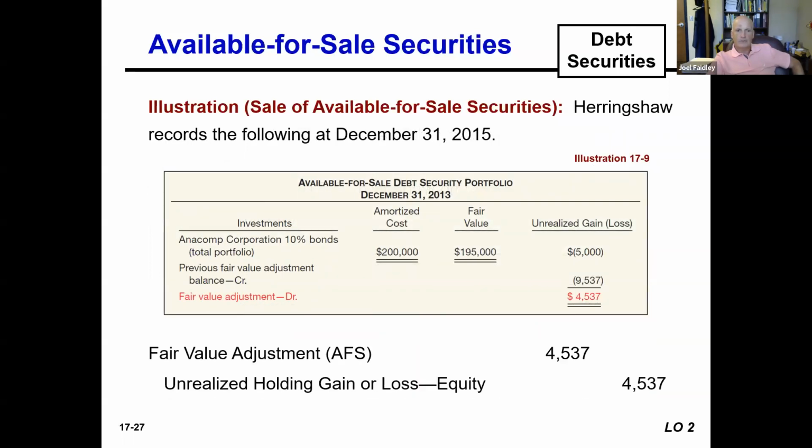So there's the journal entry. Fair value adjustment. Again, your asset account. See, it swings both ways. And then there's my unrealized holding gain or loss in equity. We take it to OCI because this, again, is available for sale.